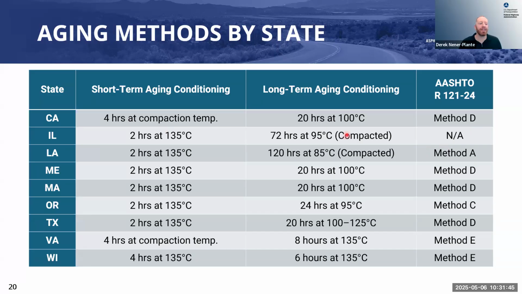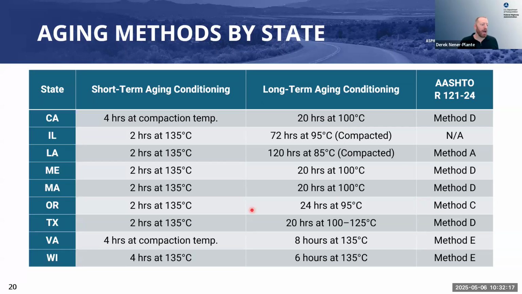For long-term aging conditions, they are using compacted specimens at 95C, 72 hours. Again, that's not an option that you saw in the AASHTO R 21. But it's being used. There are some other states that are developing some of their procedures that are outside of the options in AASHTO at this time. But you see the others in here. Louisiana is also using compacted specimens. Others are generally looking at D and E.